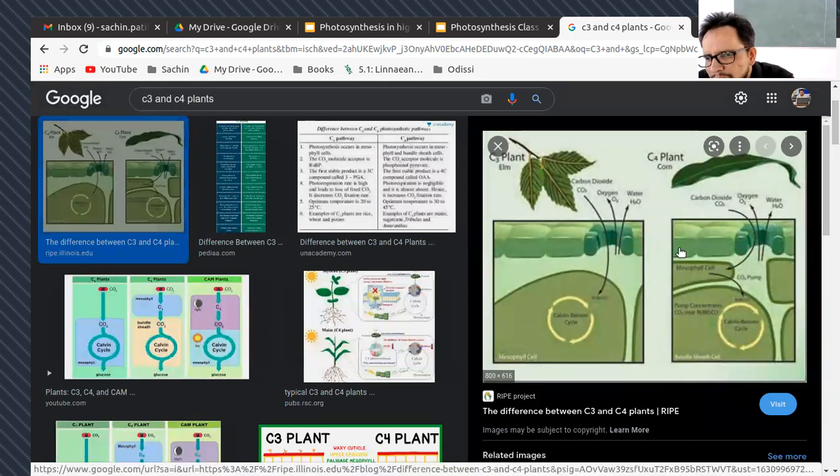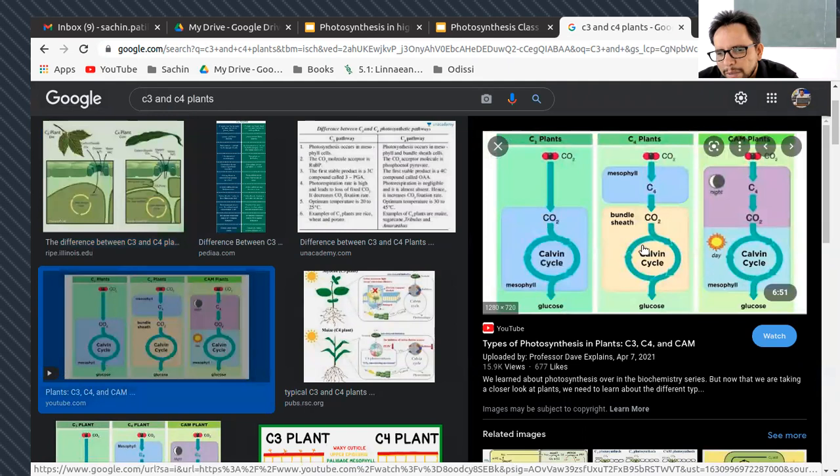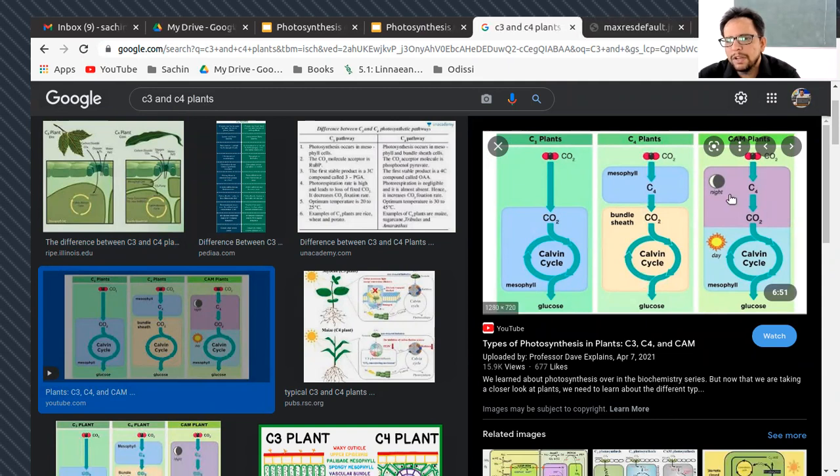where is it shown here? I don't think so. It is given clearly here. Maybe here this should be good. Glucose, C3, C4. Yeah. Just a subtle difference. Open image in new tab.